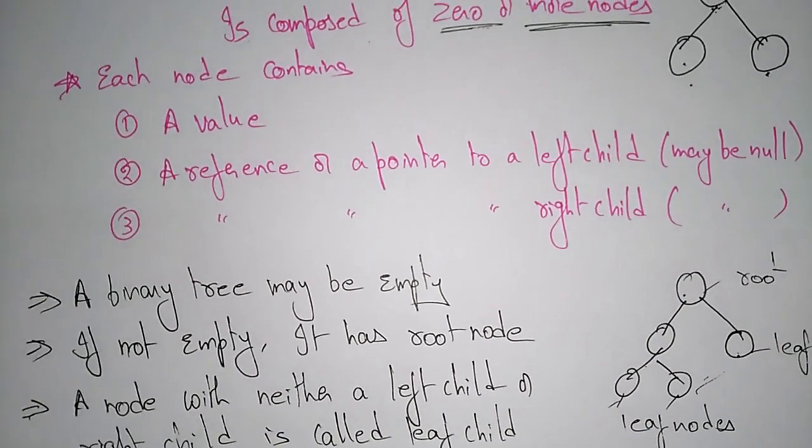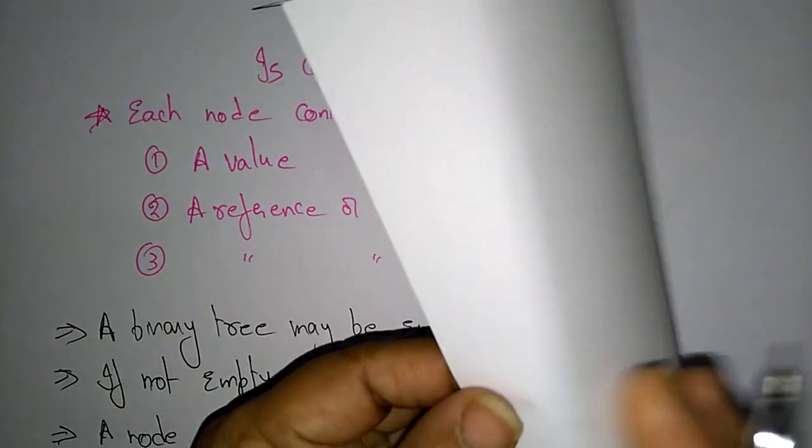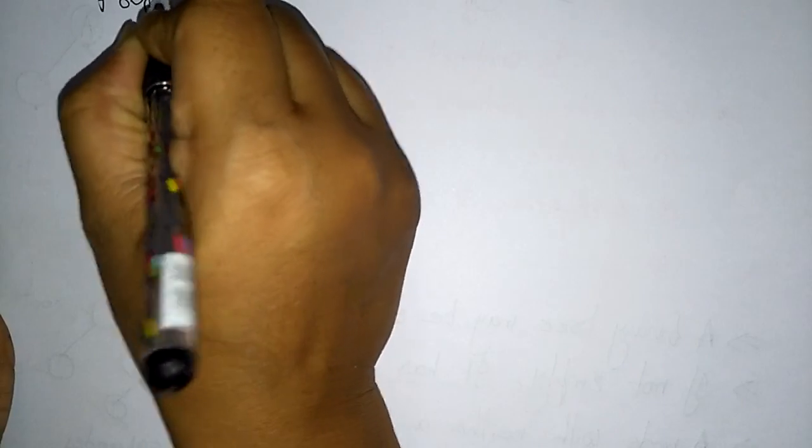Now let us see some properties of the binary search tree. Let me explain the properties first. After that I will explain with an example what exactly the binary search tree will do. So what are the properties of the binary search tree?